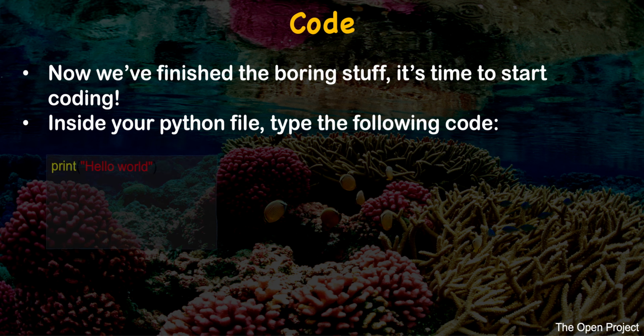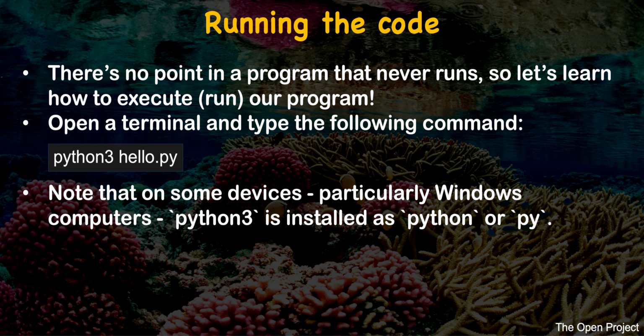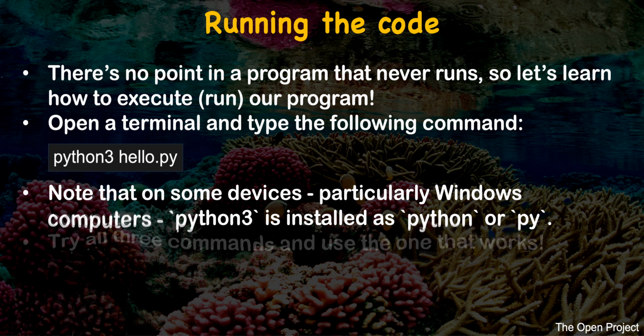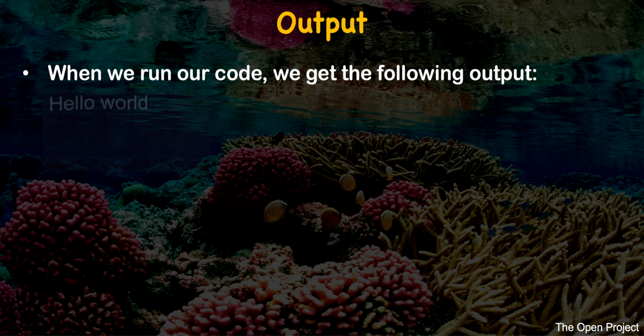So, print hello world. We can then run our code using the terminal. Open a new terminal and navigate to the folder containing the Python program using cd. Once inside that folder, use the python3 command to execute our code. In my case, I'd just type python3 hello.py. But just remember that on some devices, particularly on Windows computers, Python 3 is installed as just python or py. So try all three commands and use the one that works. Anyway, when we run our code, we get Hello World printed to the console.